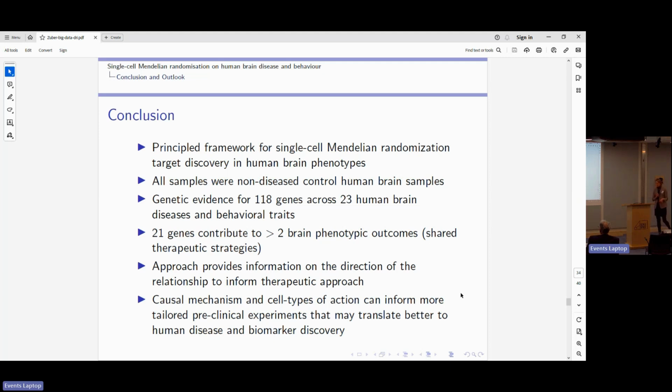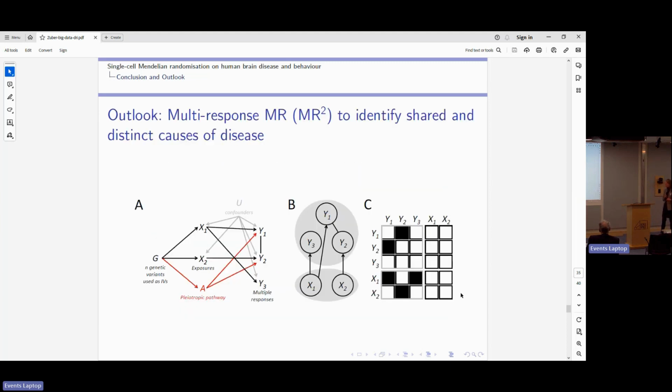And this approach also provides us a direction of the relationship. This informs the therapeutic development. And it allows us to define causal mechanisms and also cell types of action, which will help the development of drug targets. And this can inform how to tailor preclinical experiments.